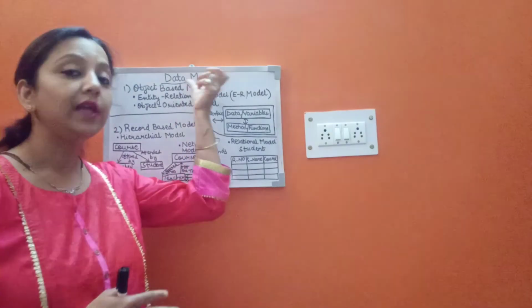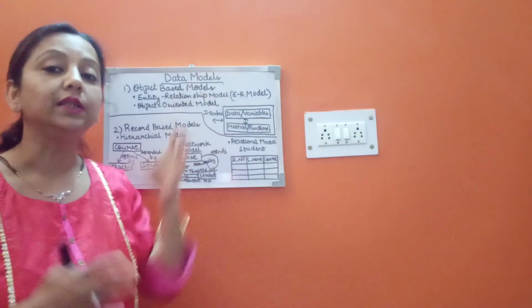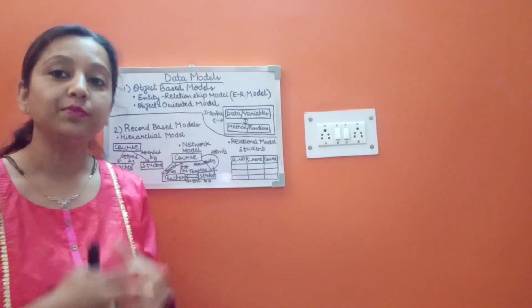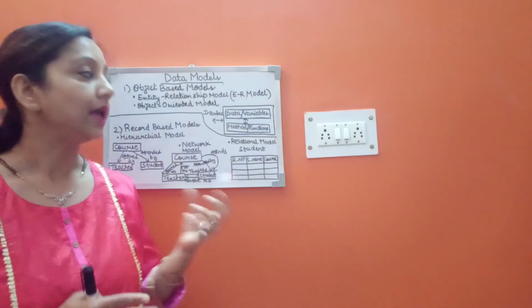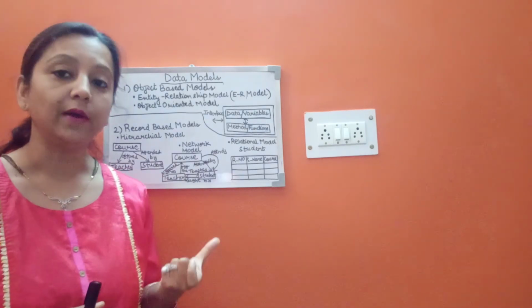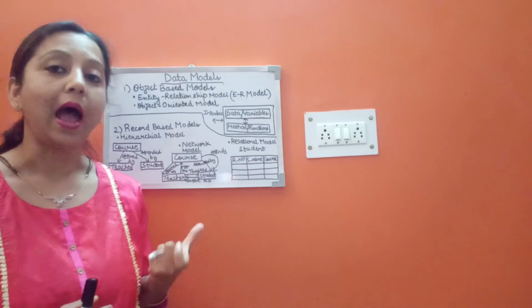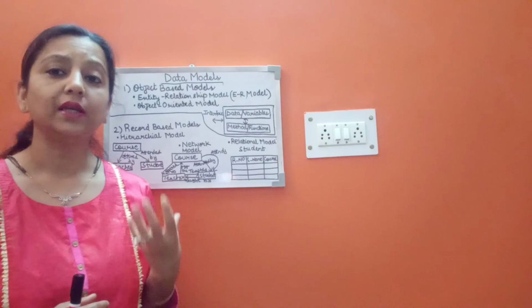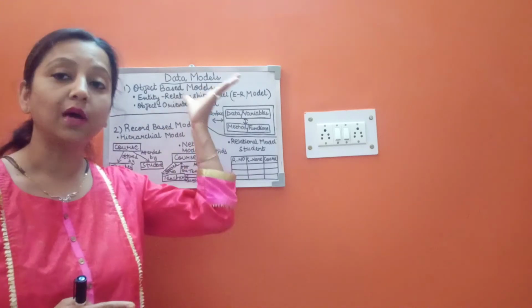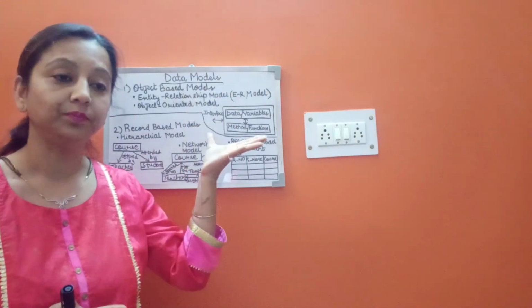So this is with the help of data models. A data model basically describes the overall structure of the database. That is, it describes the data, what the data will be, and what the relationship among those data would be. So you can, in a way, think of the data models as a blueprint.